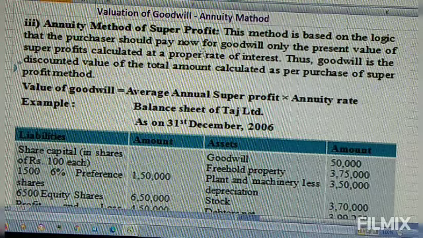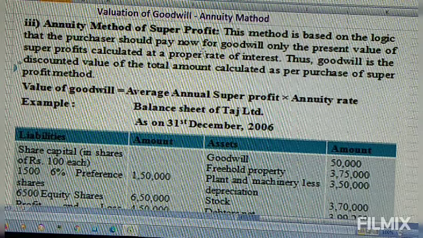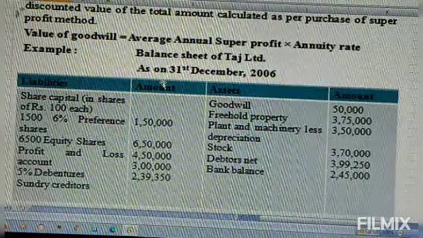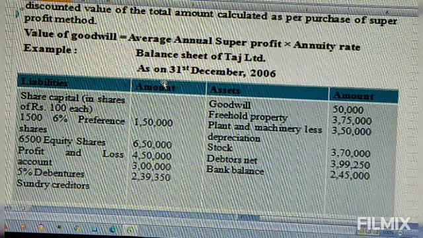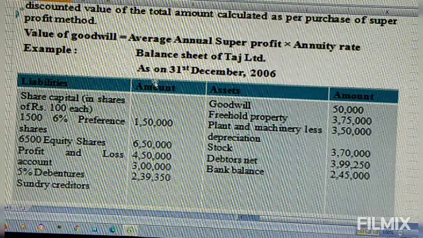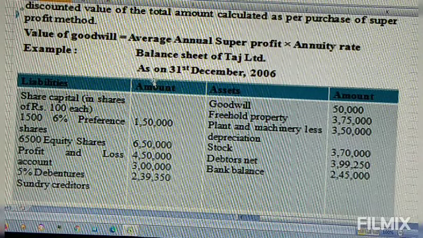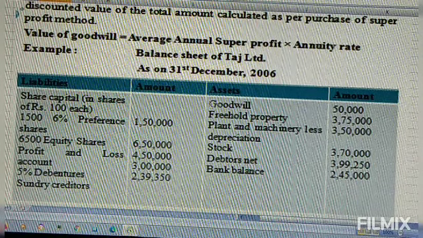To find the value of goodwill, the formula is average annual super profit into annuity rate. Now let us go through the balance sheet of December 2006, which is given in the problem. After that we'll solve the problem. Now let me go through the problem. The balance sheet of Teja Limited as on 31st December 2006 is given.